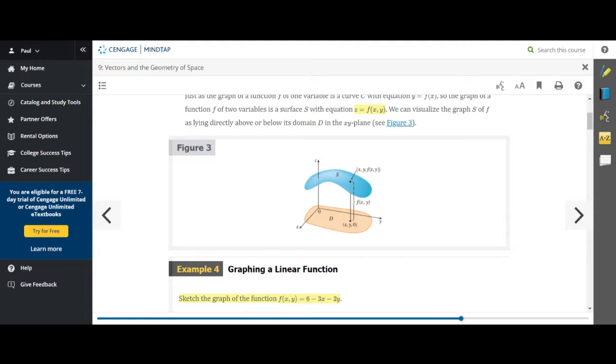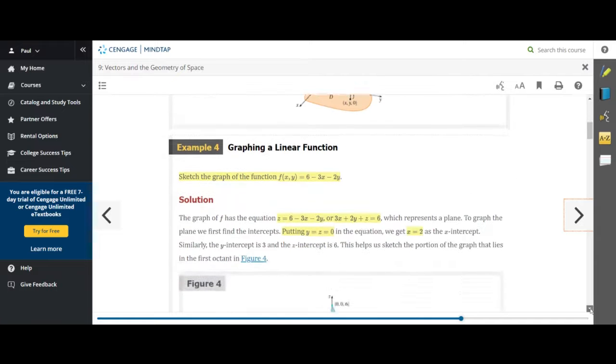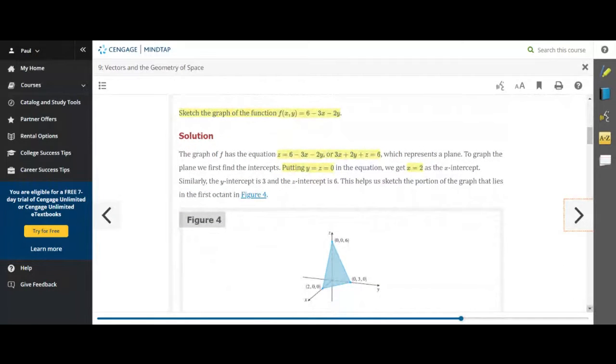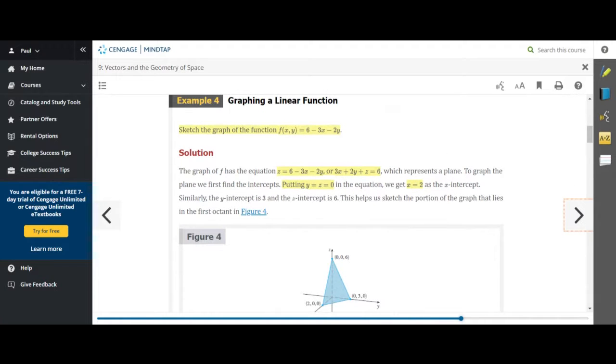All right, so we can graph some functions. For instance, a simple function is the function f of xy equals 6 minus 3x minus 2y. This is actually example 4. Graph that function. How are we going to graph it? Well, we know that this is the equation of a plane because z is equal to f of xy, and z equals 6 minus 3x minus 2y. That can be written as 3x plus 2y plus z equals 6.